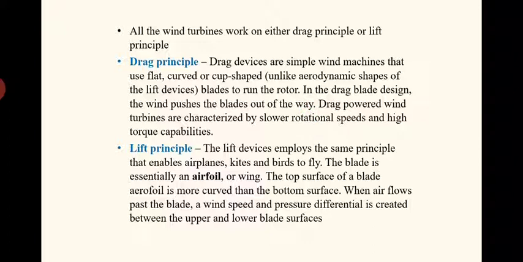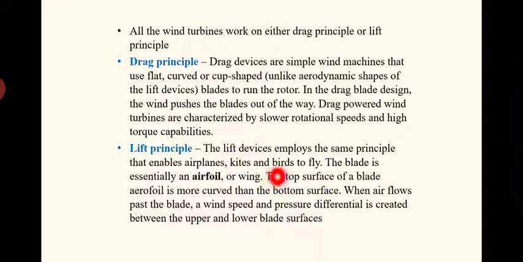See, the blade will be coming as an obstruction to the airflow. Because of that obstruction, the air has high enough velocity that it will be pushing that blade out of its way. That is all that is happening. The drag powered wind turbines are characterized by slower rotation speeds and high torque capability. So of course, the rotational speed of wind turbines working on the drag principle will be very low.